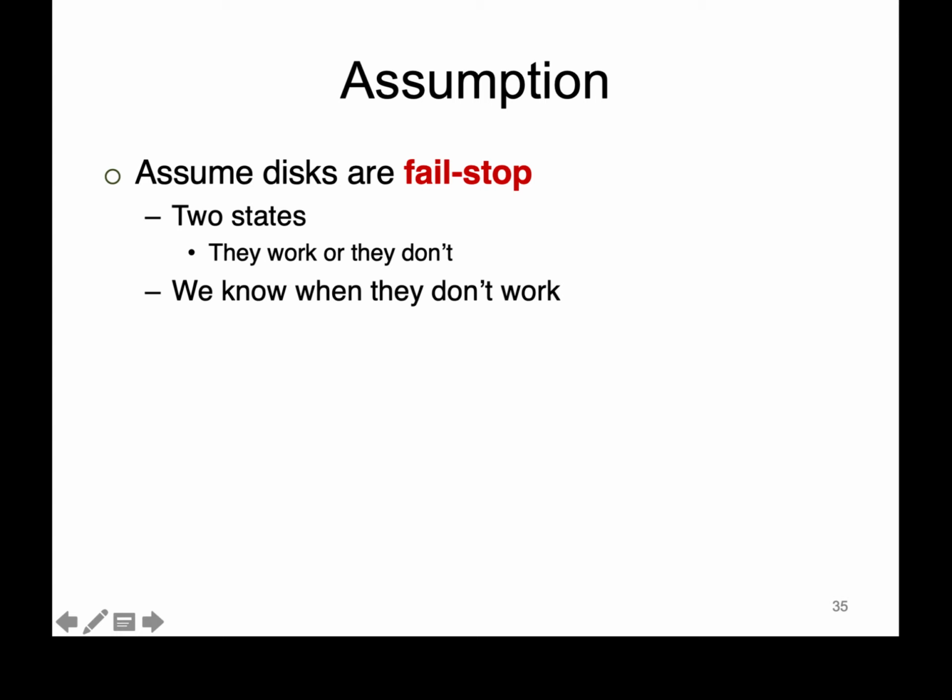So again, we basically assume a failure model called fail-stop, where we look at exactly 2 different states, as we've already discussed in the previous slides. They either work or they don't. This is a failure. They work or they fail. Another assumption is that we just know when they don't work. This is just for simplicity, to better understand this high level design principle as part of this operating system.